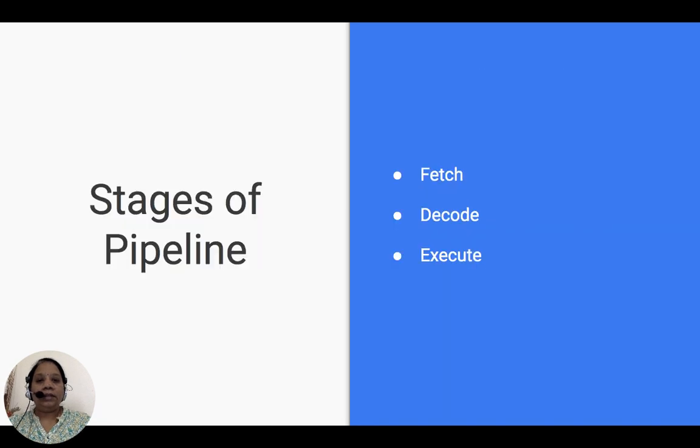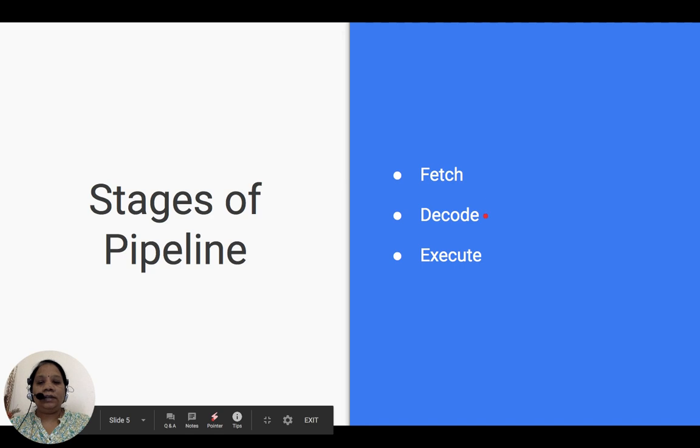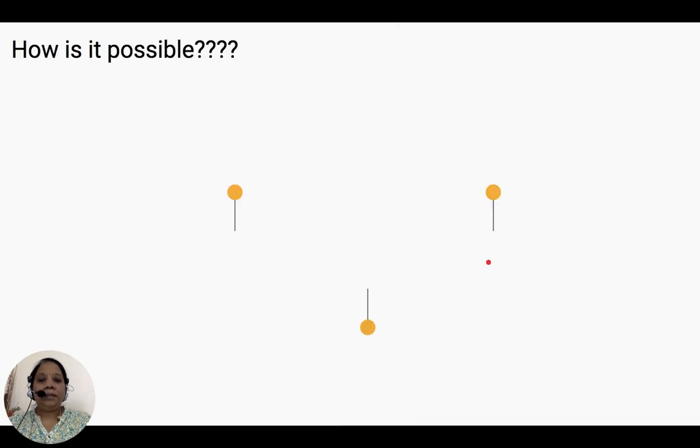Now, coming to the stages of pipeline, we have already seen the stages of execution of an instruction. The same thing is converted into stages of pipeline. ARM 7 has a 3-stage pipeline, while higher versions of ARM have 5-stage, 9-stage, 11-stage, and so on. But we are seeing the basics of ARM 7. The first stage is fetch, the second is decode, and the third stage is execute. Now, how is it possible? What are the features in ARM that make this pipeline perfectly possible? Let's see one by one.